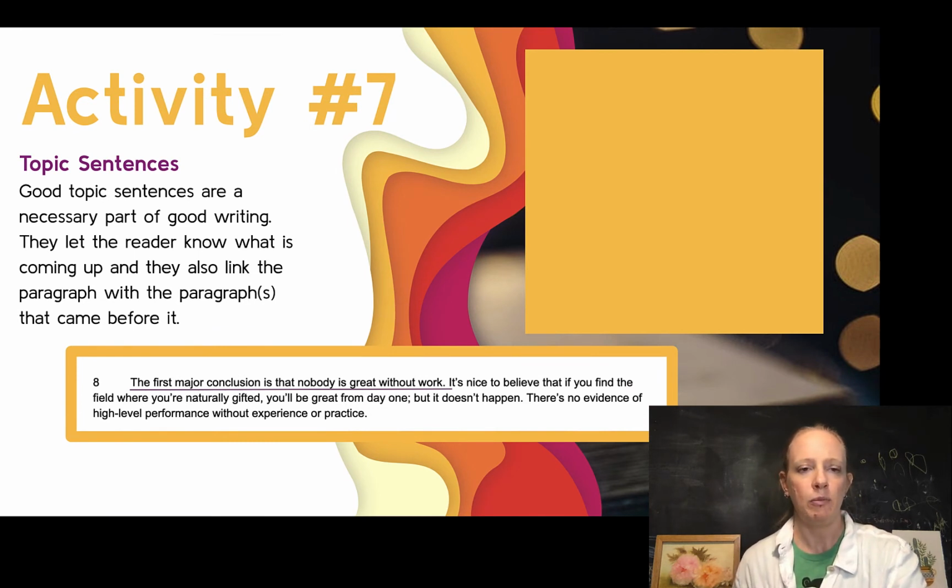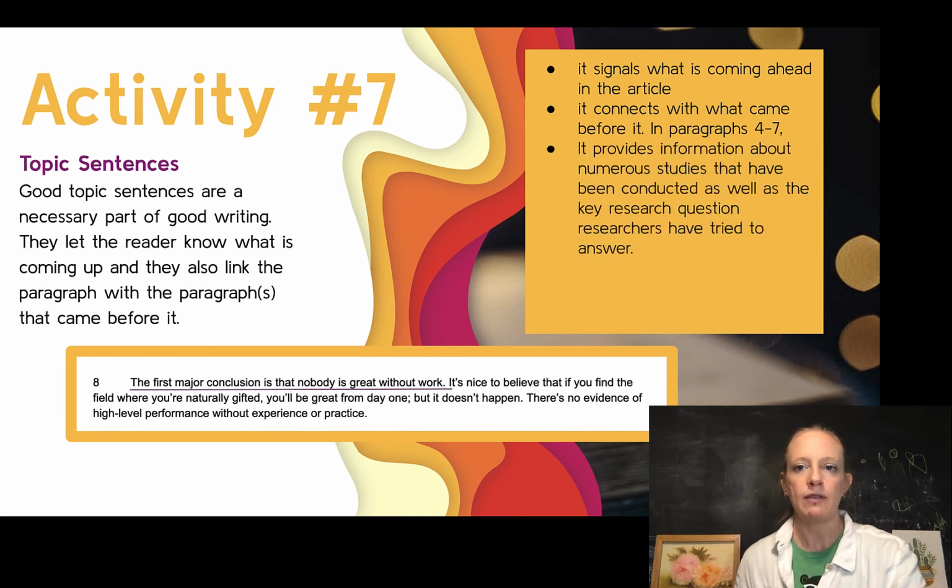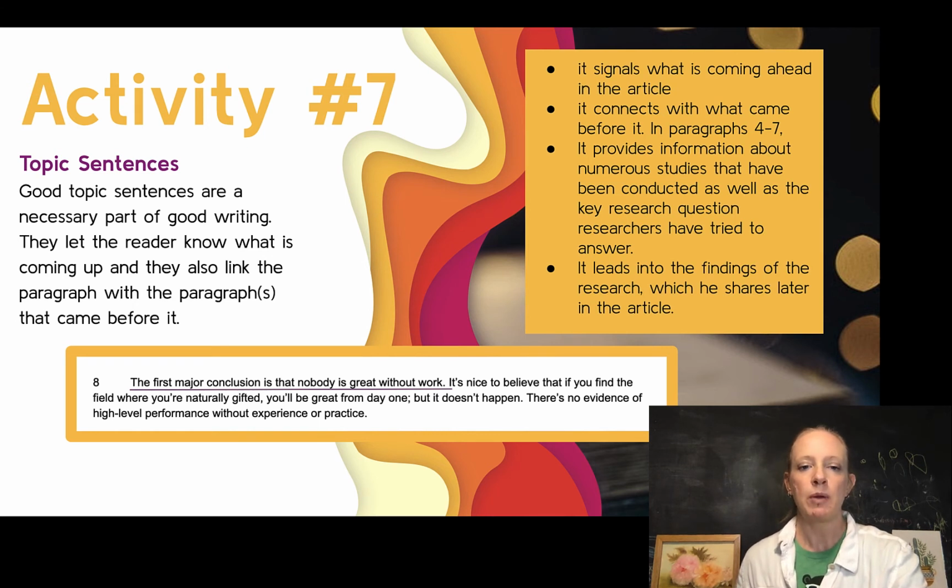So here's one example of a really good topic sentence from paragraph 8. We talked about it a little bit in activity 6. The first major conclusion is that nobody is great without work. That gives you a really good sense of where he was before that paragraph and where he's going next. He's going to give you some examples of how no one got great without work. So it tells you what's coming ahead. It connects you to what was before. It provides information about the studies that have been conducted, and it leads into the findings of the research, which he shares later. So that's probably one of the best topic sentences in the whole piece.